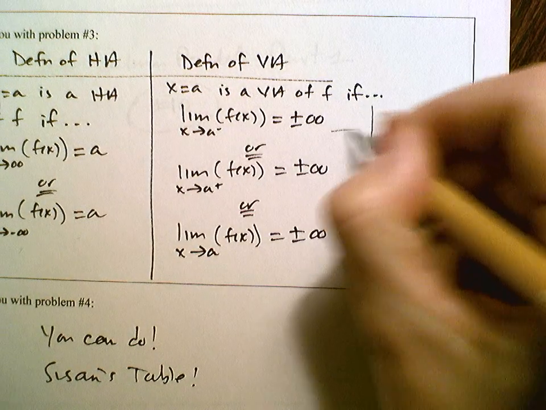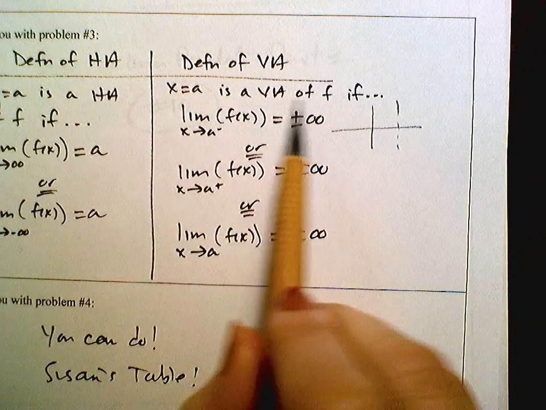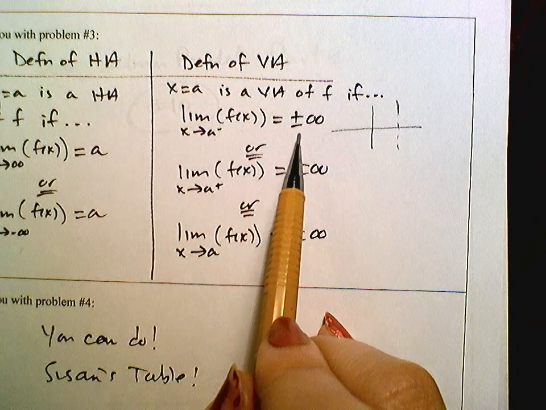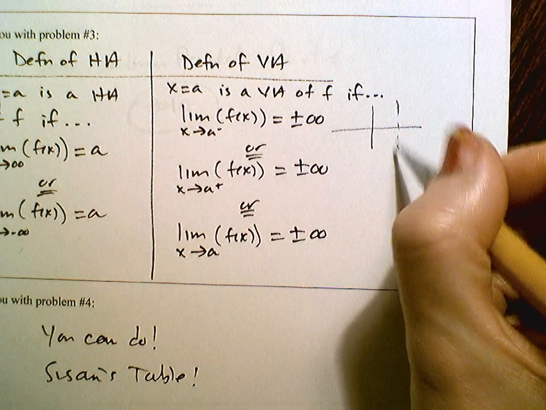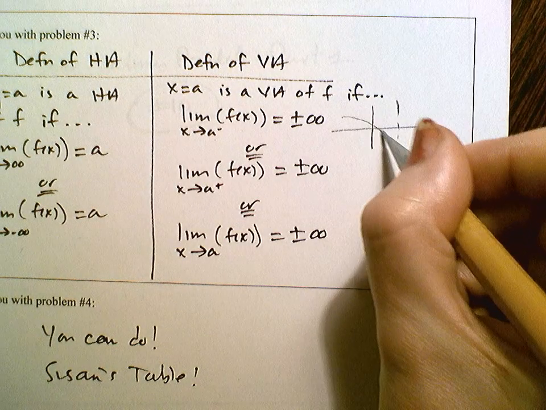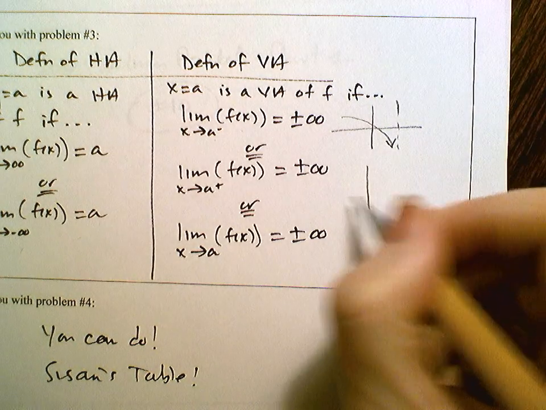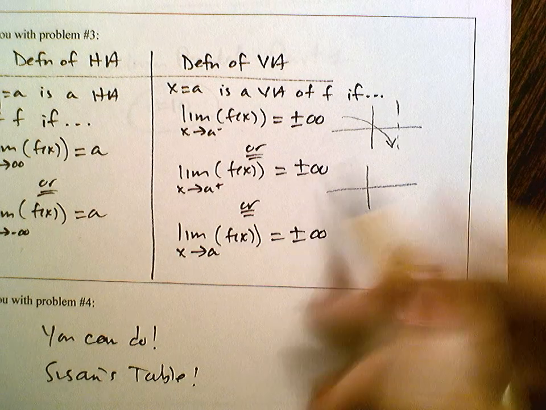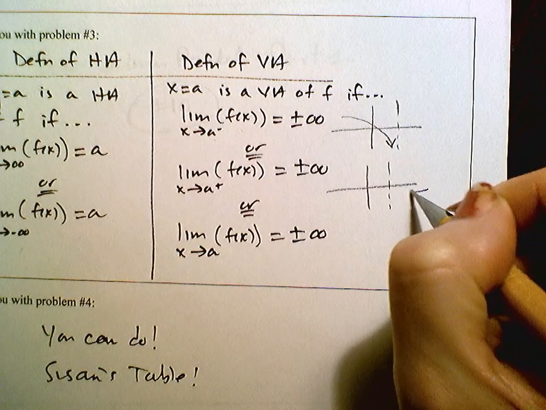Okay, so here is an example. So this time, x equals a is a vertical asymptote of f if the limit as x approaches a from the left is positive or negative infinity. So here's an example. Let's say that this is a. So I'm approaching from the left, and let's say that this is like negative infinity. And then this one, the limit as x approaches a from the right is positive or negative infinity. So I'm approaching from the right. I'll do positive infinity this time.